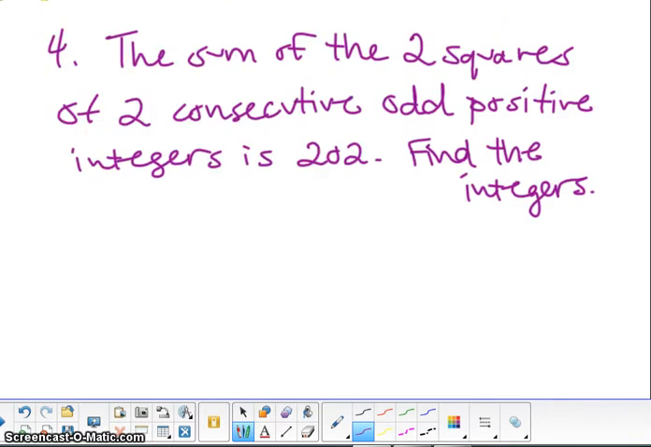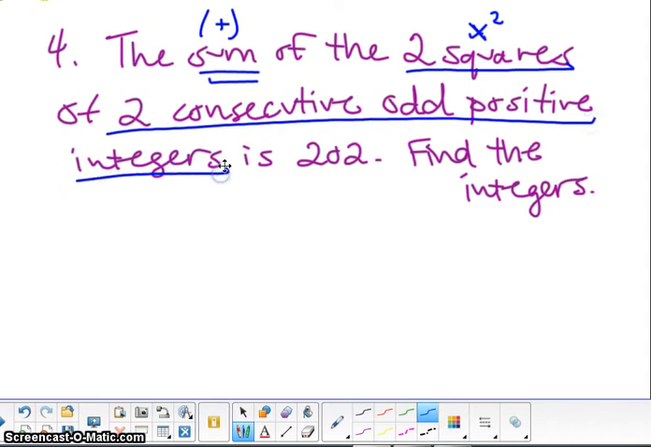And the final one that I would like to go over in this lesson is: the sum of two squares of two consecutive odd positive integers is 202. So the key word is sum. That's going to mean addition of the two squares of two consecutive odd positive integers. So squared means that something is squared, and that something is going to be the two consecutive odd positive integers.